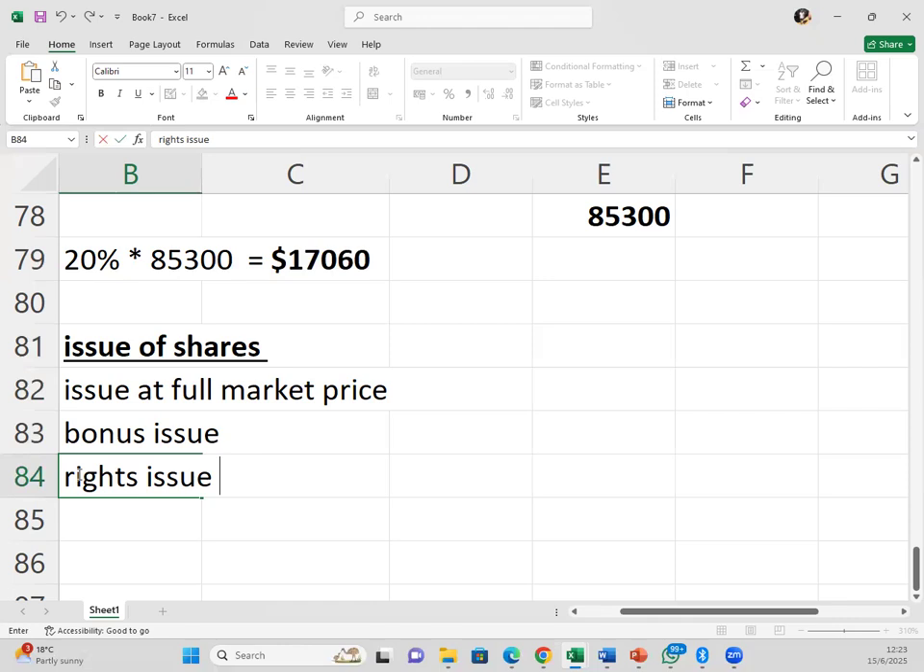Okay, so issue at full market price. This is where we are issuing at the normal price that the company uses for selling. Then a bonus issue, this is when the shares are given for free to existing shareholders. Then a rights issue. Rights issues arise when shares are issued to existing shareholders at a price below the market price.